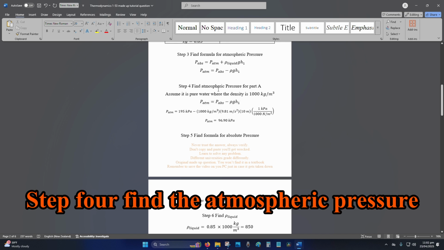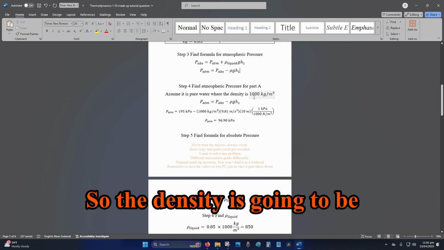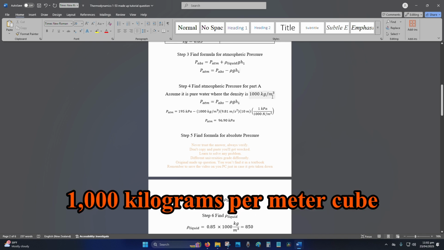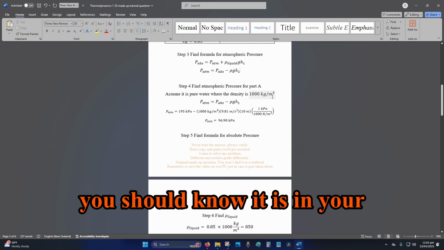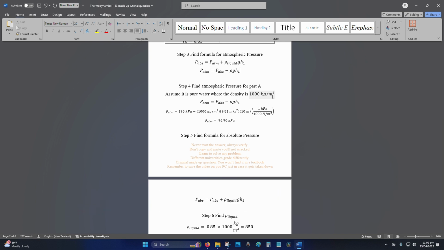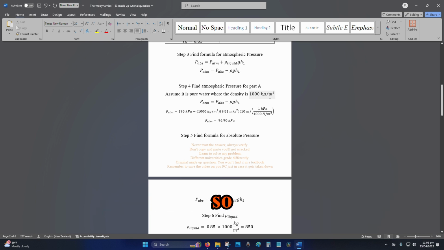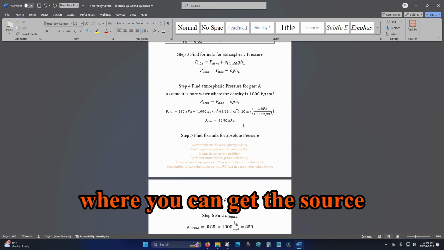Step 4, find the atmospheric pressure for part A. We assume it's pure water, so the density is going to be 1000 kilograms per meter cubed. This is just something that you should know. It is in your charts and tables. You could also just wiki it. For legal reasons, I won't tell you where I got my source, but you know where you can get the source.